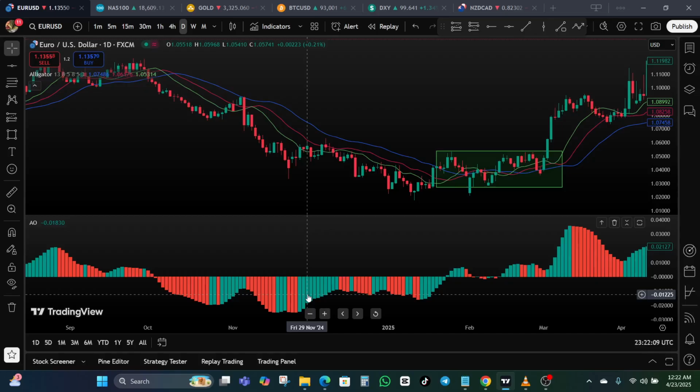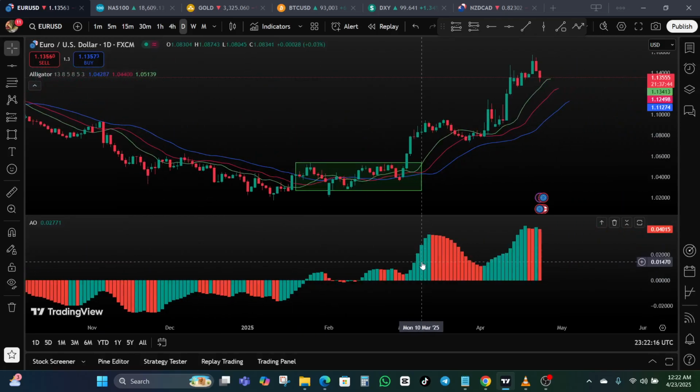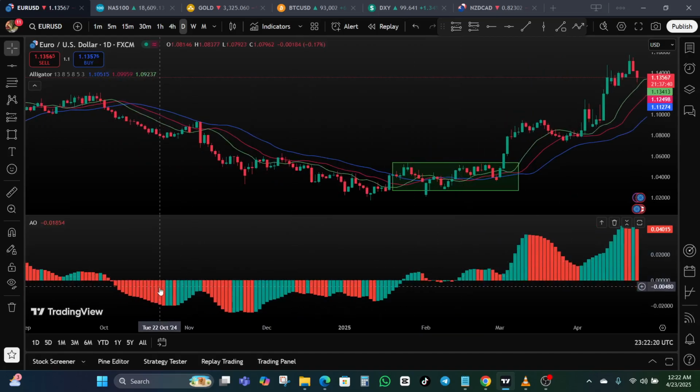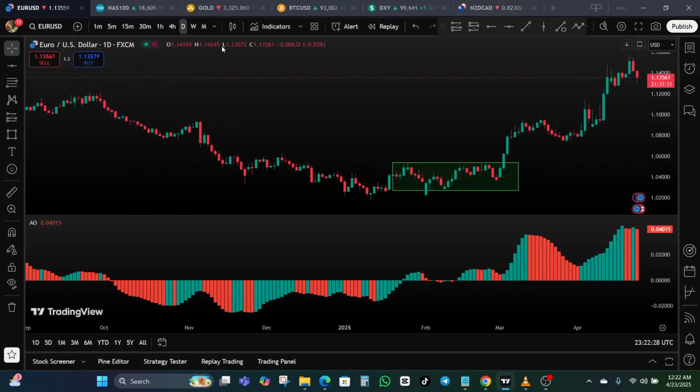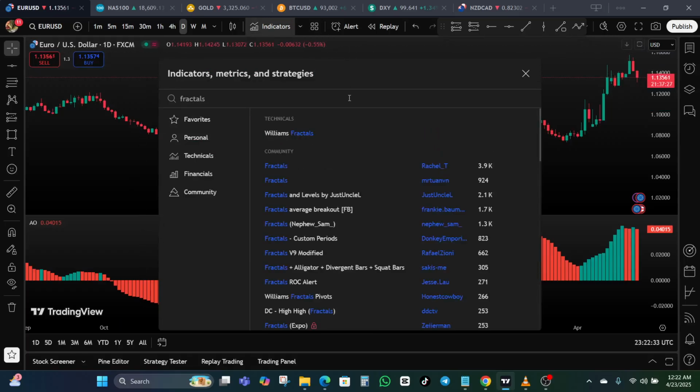But you should trade in the direction of the trend. So you want to look for buy opportunities when the green bars appear above the zero level, and you want to look for sell opportunities when the red bars appear below the zero level. Now let us talk about fractals quickly. Let me just add the fractals to the chart. Let's look at it very closely. The Williams fractals.